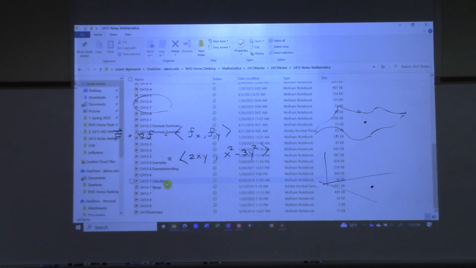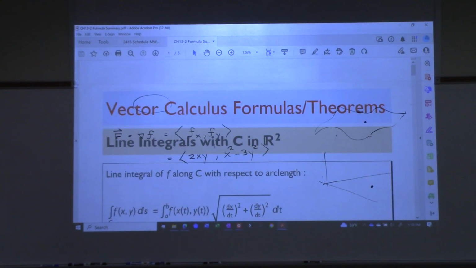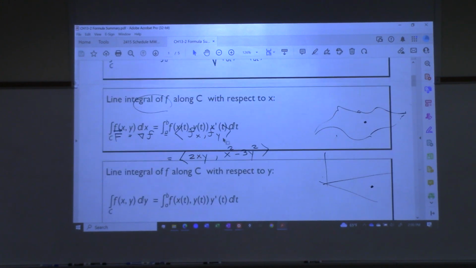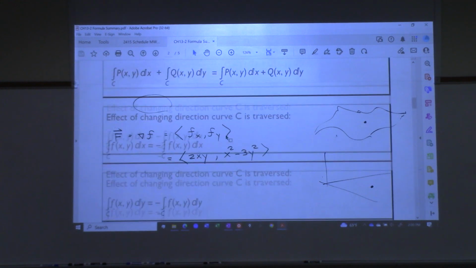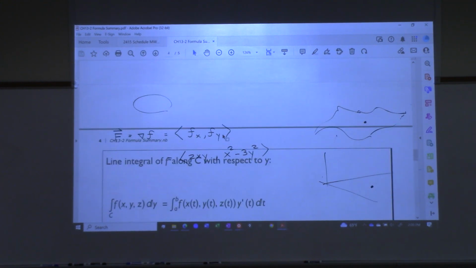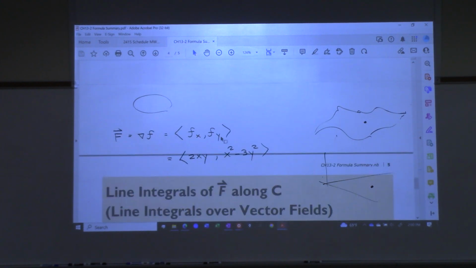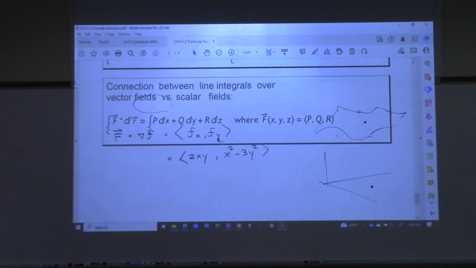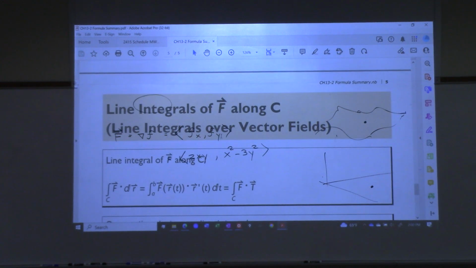So I alluded to this when we started this class. We're in 13.1 right now. These are the formulas for 13.2. These are all the formulas that we have in 13.2 for doing these things called line integrals. So yeah, I provide this to you. You're welcome.